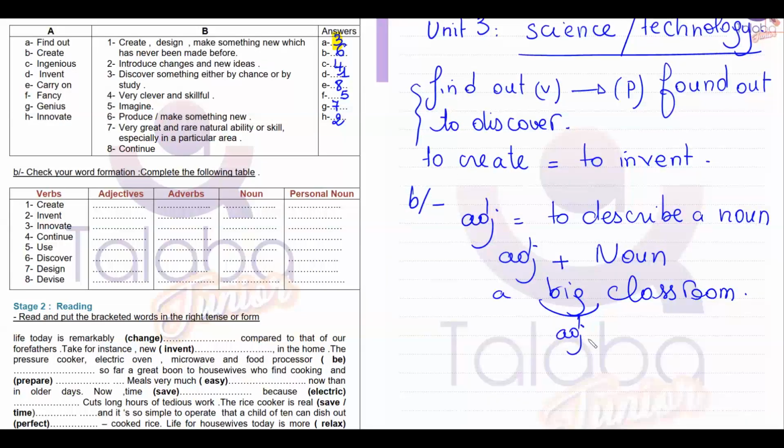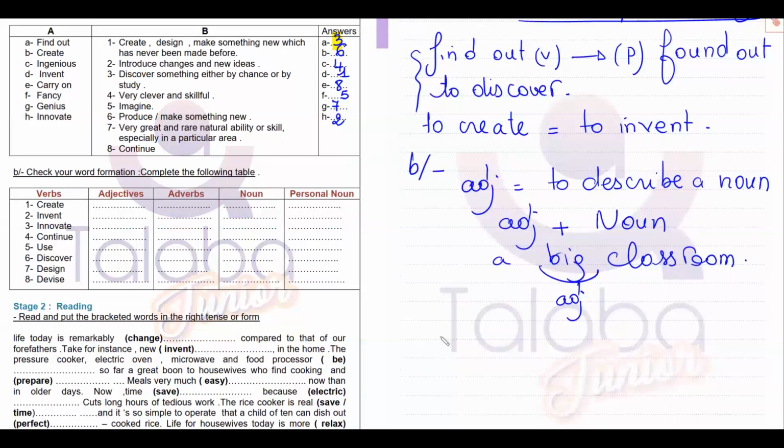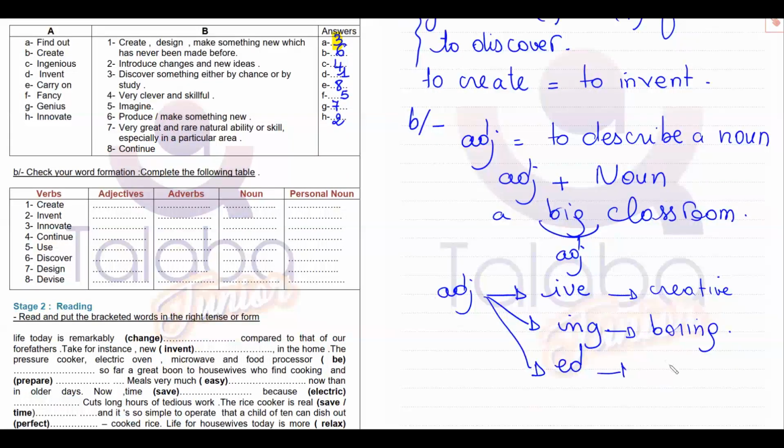Okay? Now, how can we form an adjective? We have many ways. Okay, we start with number 1. An adjective can end... What are the suffixes of an adjective? It can end in ive, like creative. It can end in ing, like something interesting. Let's give an example. Creative, boring, interesting, amazing. It can also end in ed, like boring and bored, exciting and excited.